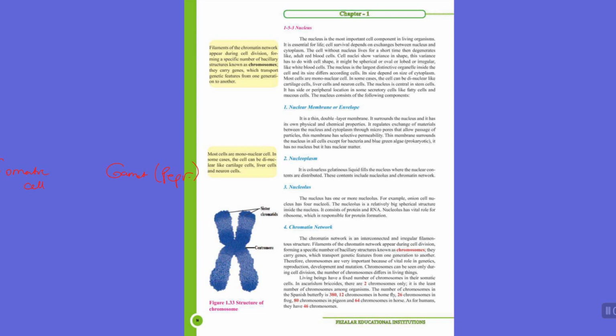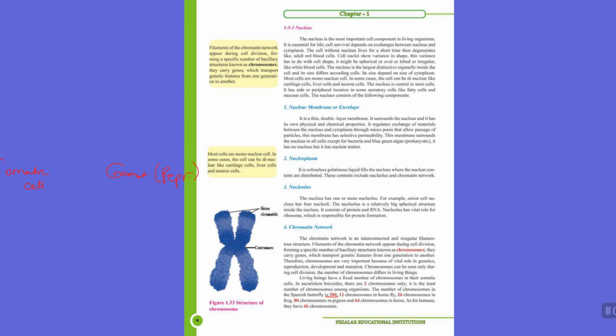They all contain the same number of chromosomes. The number of chromosomes changes from one organism to another, not from one cell to another. A kind of worm with two chromosomes has the least number of chromosomes among organisms. The number of chromosomes in the Spanish butterfly is 380.